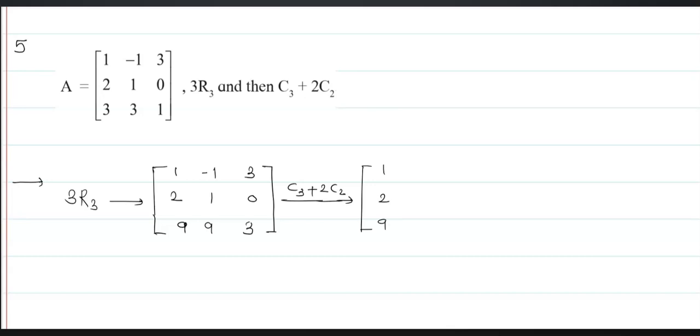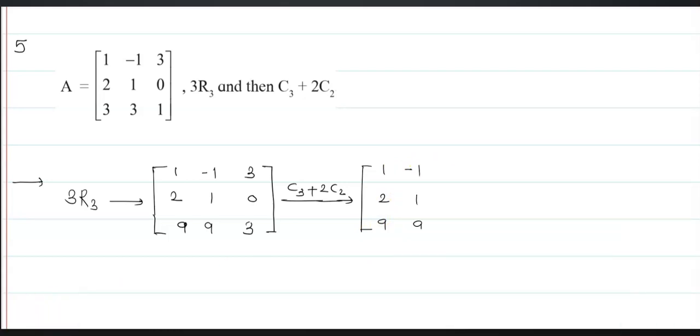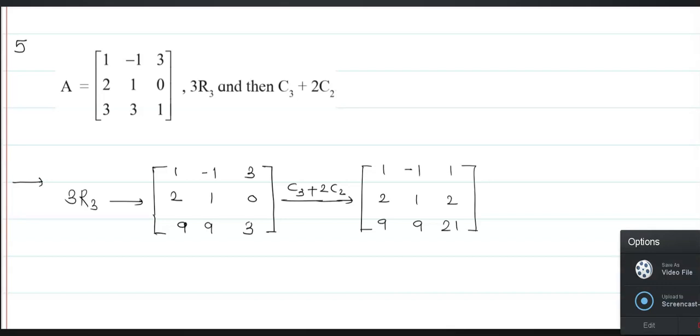Now which columns remain unchanged? The first remains unchanged, therefore it is 1, 2, 9. And the second is also unchanged: minus 1, 1, 9. Now in the third, C2 minus 2 plus 3 is 1, then 2, and 3 plus 2 times C2, that is 2 times 9, 18, plus 3, that is 21. This is the new matrix.